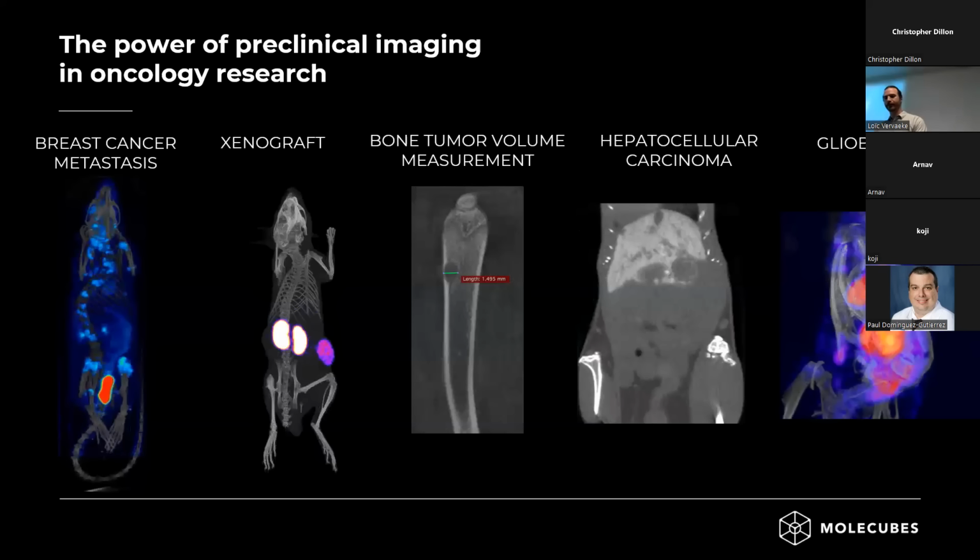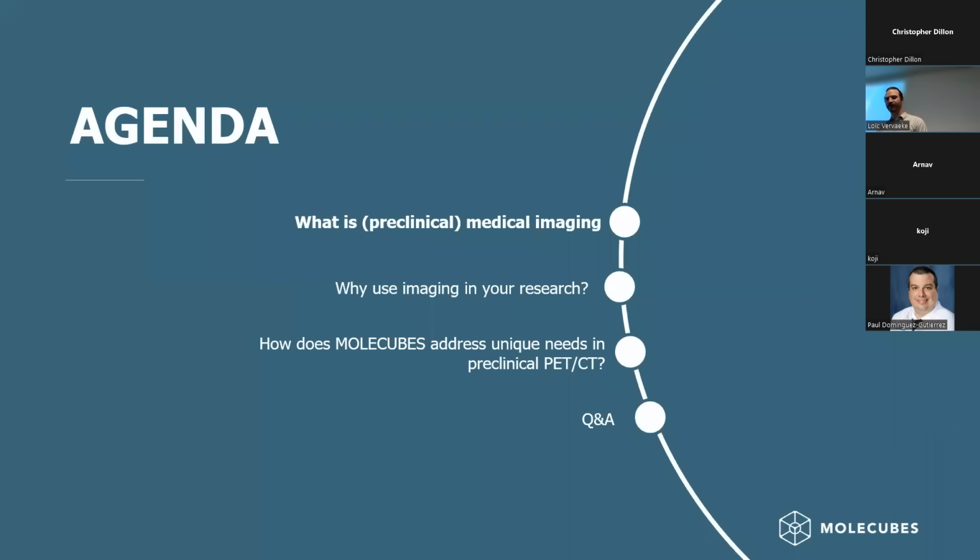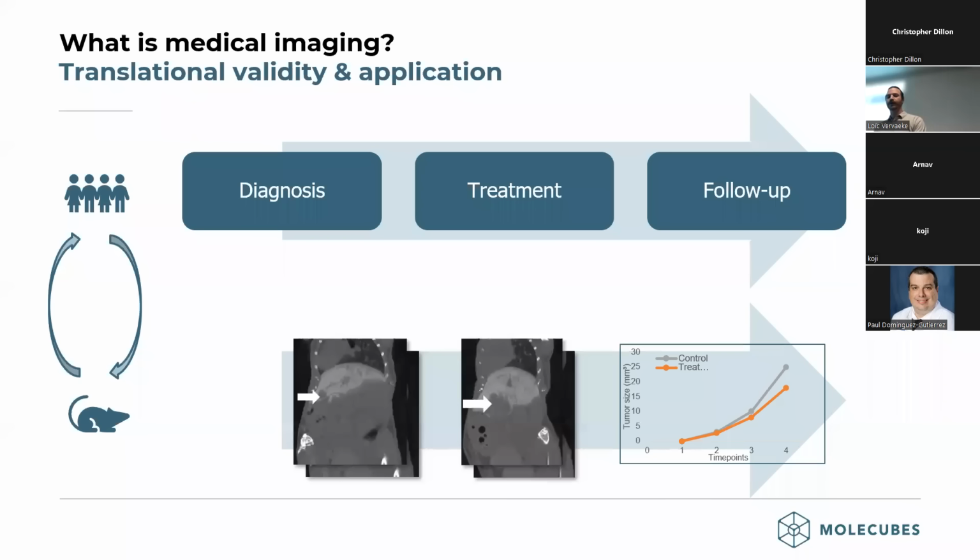To get things going, first I wanted to cover a little more what preclinical medical imaging exactly is. In terms of medical imaging, on the top row here we have what is typically used in a clinical setting, where you use imaging in a single patient for your diagnosis, during the treatment, sometimes even to deliver the treatment if you're talking in the theranostic field, and in the follow-up.